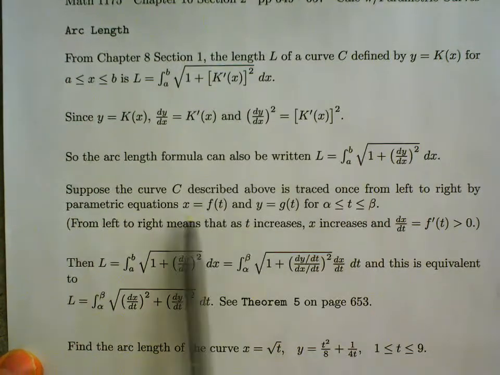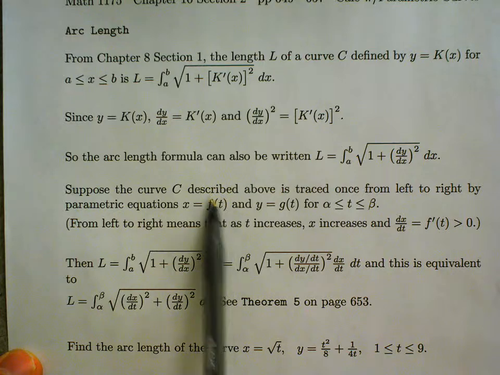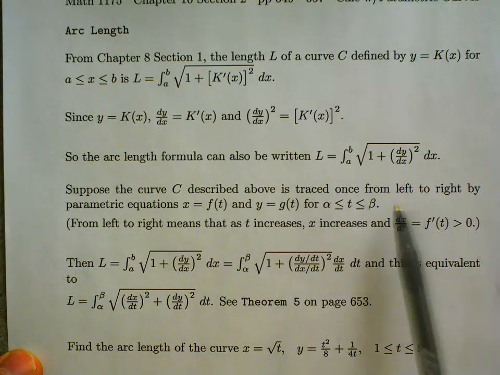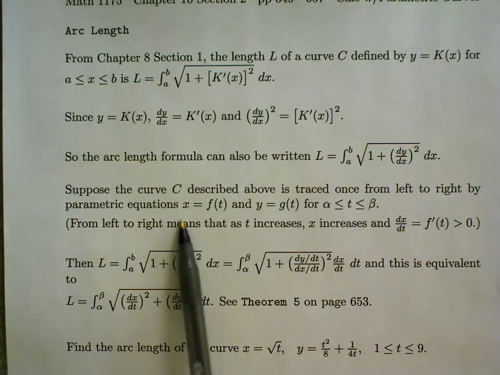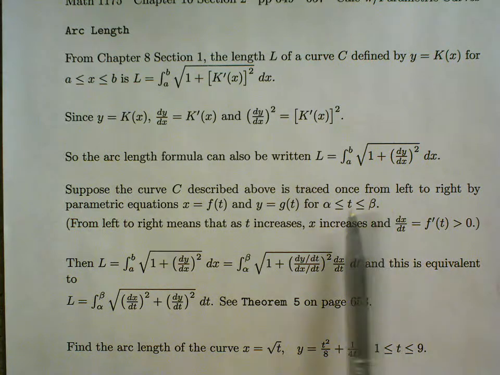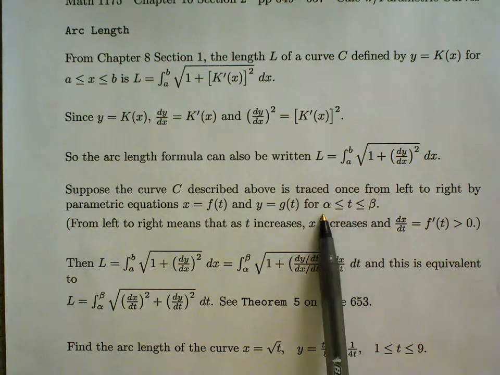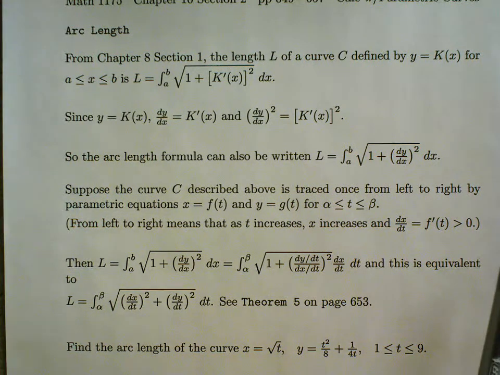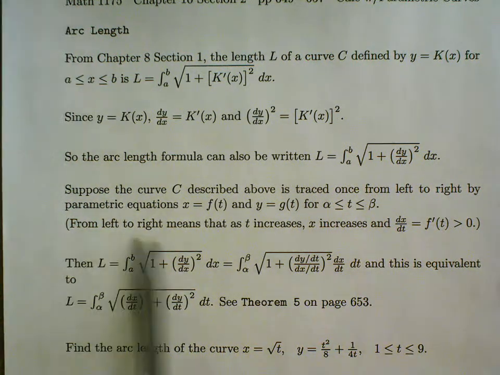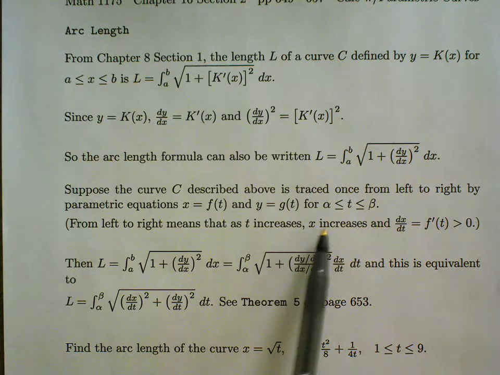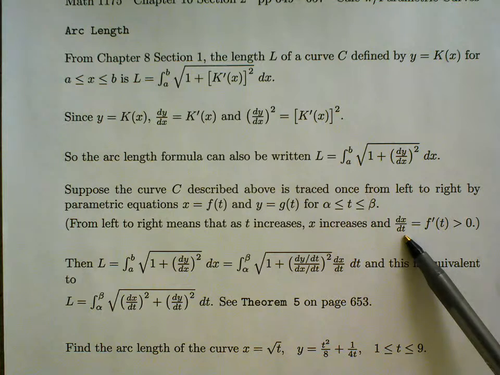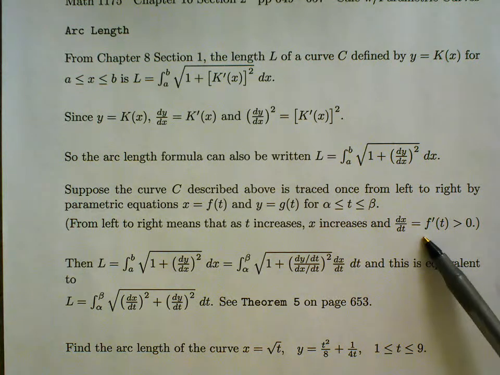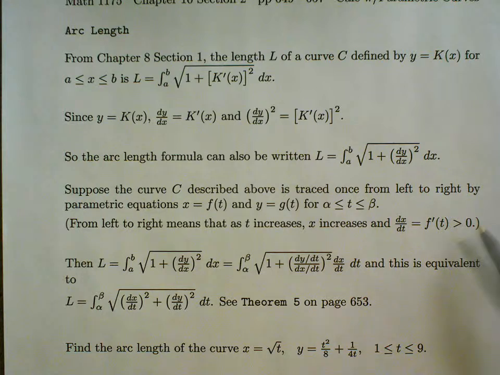So now we suppose that a curve C described above is traced once from left to right by parametric equations, x equals f of t and y equals g of t, for values of t from alpha to beta. From left to right means that as t increases, x increases. And if x increases, dx/dt is positive. That is, the derivative f prime of t is greater than 0.